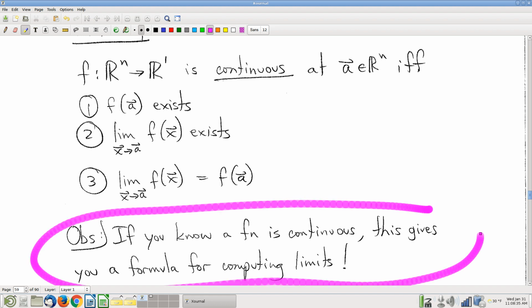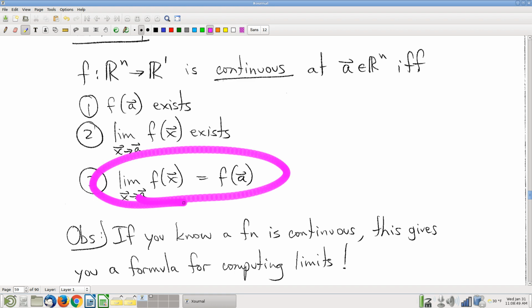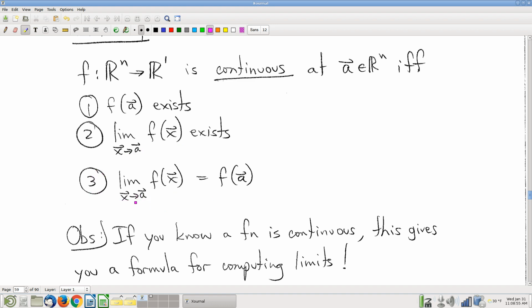Hypothetically, if you were to know that a function's continuous, hypothetical game, let's pretend. Suppose I know, free information from on high, that a function is continuous, then this formula right here is not so much a requirement as it is a tool. Because it says, hey, you want to compute the limit of this function? There's your formula.